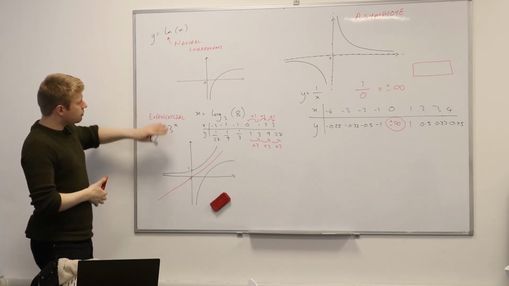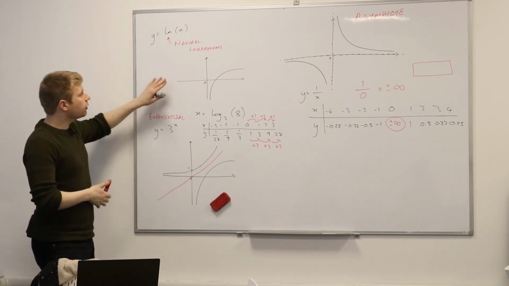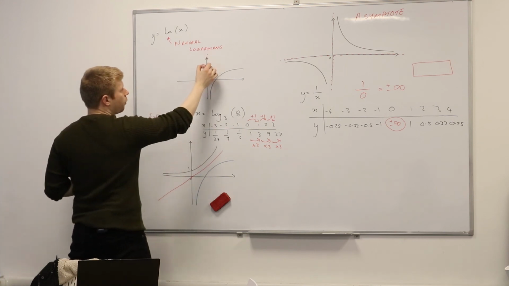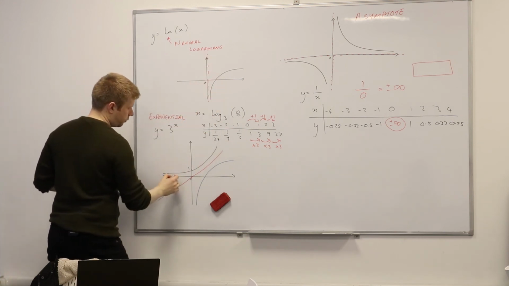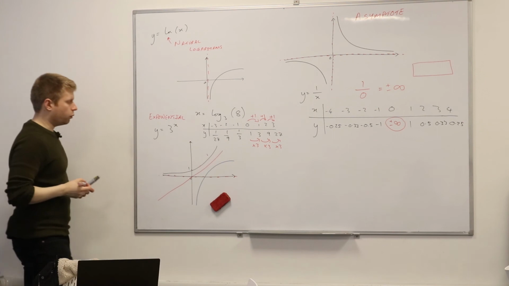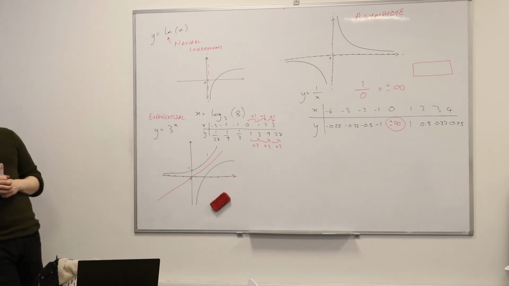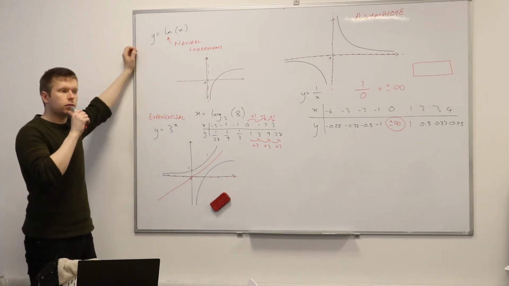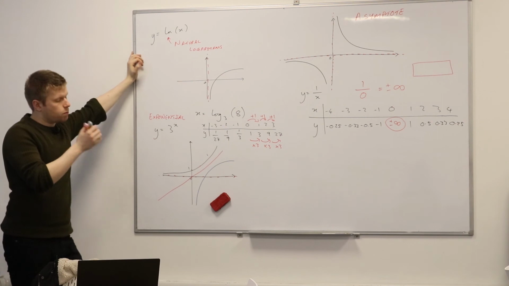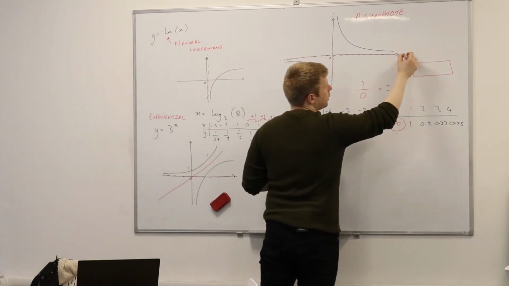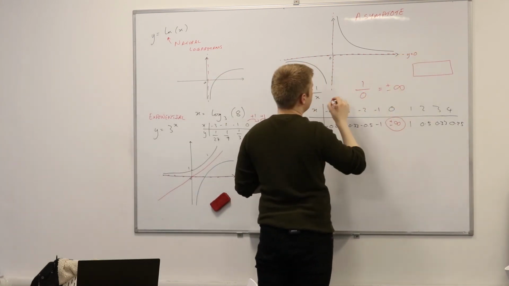Now actually there are asymptotes on these graphs as well. The asymptote on this graph would again be the y-axis, and the asymptote on this graph would be the x-axis for y equals 3 to the power of x. So we always put the asymptotes in dotted lines. In this case the asymptote would be y equals 0 and x equals 0.